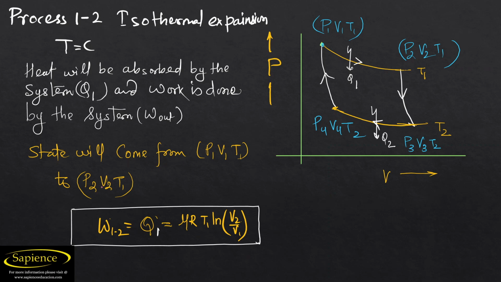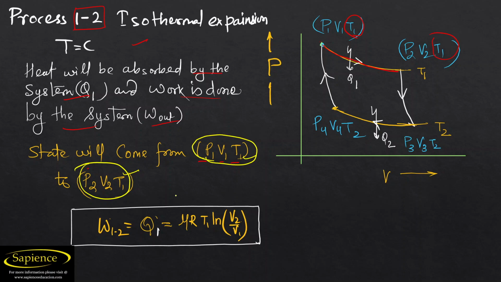Now let us go into more detail about this process. I will only talk about process 1 to 2. So what actually happens in this 1 to 2? Heat is given inside, but temperature will remain constant, that is T1 and T1. So heat Q1 will be absorbed by the system and work is also done by the system. The state will go from P1, V1, T1 to the final state, that is P2, V2 and T1. Why again T1? Because temperature remains constant.